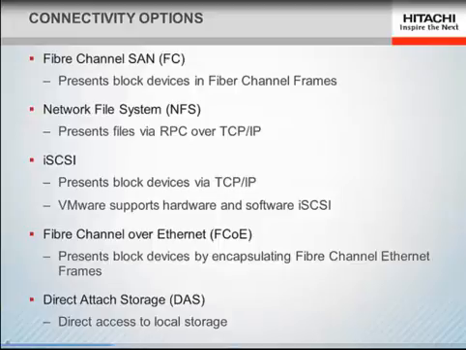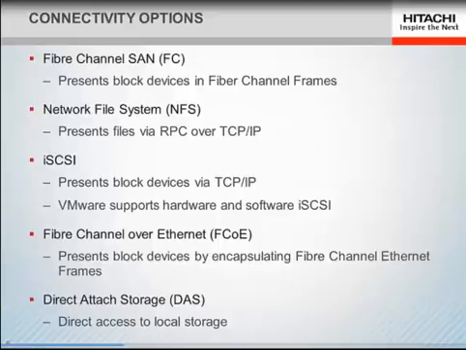iSCSI. Again, iSCSI is a block type protocol. However, it's using the TCP/IP network. So it's a good compromise between the additional infrastructure required for fiber channel SAN and the overhead of a networked file system. VMware supports both hardware and software iSCSI. And by that we mean hardware is an iSCSI card that we install in the ESX host. Software iSCSI is just simply a driver that uses a VMkernel network.